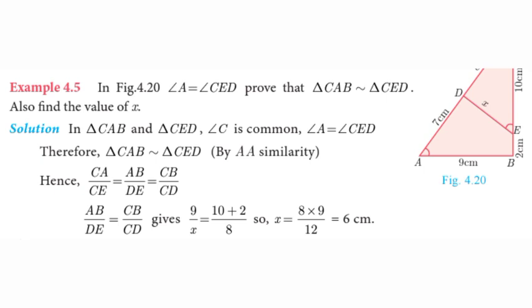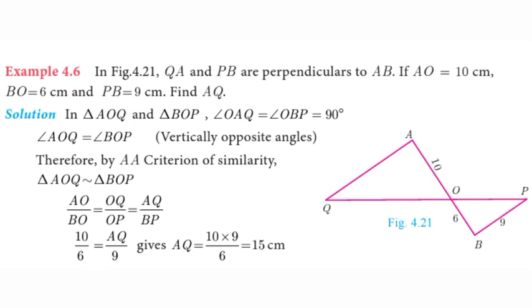Can you understand? Okay. Next example 4.6. In figure 4.21, QA and PB are perpendicular to AB. See the diagram. If AO equal to 10 centimeter, BO equal to 6 centimeter and PB equal to 9 centimeter, then find the AQ value. So see the diagram, QA and PB are perpendicular to AB.